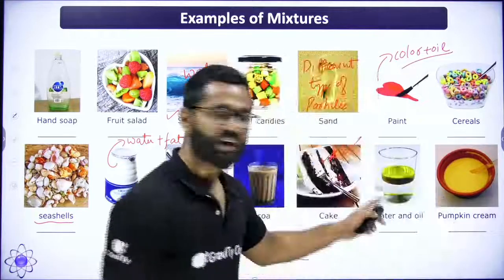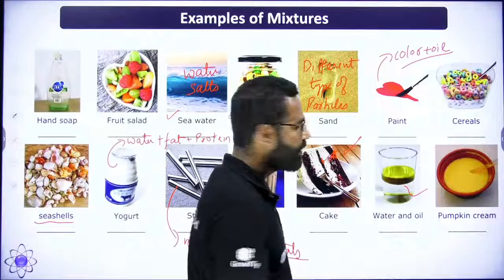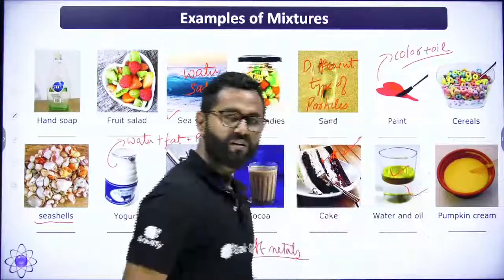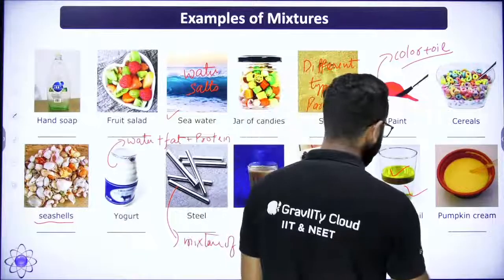Similarly, if we talk about water and oil, water is one type of substance, oil is another type of substance. When they are mixed together, they form the oil and water mixture.